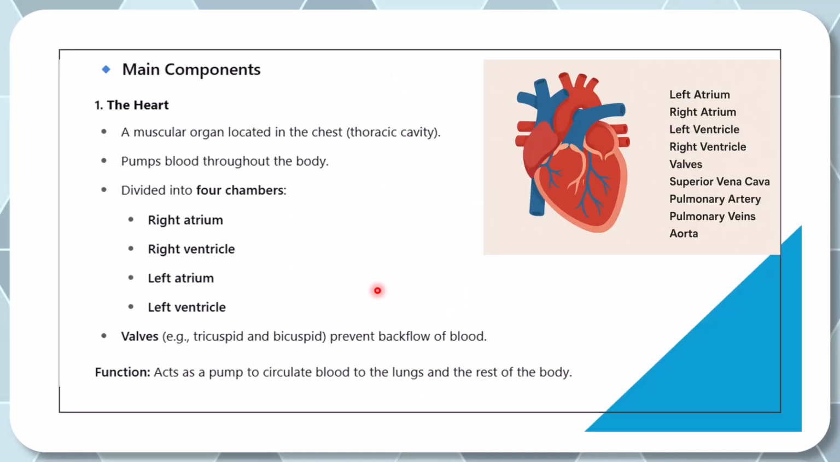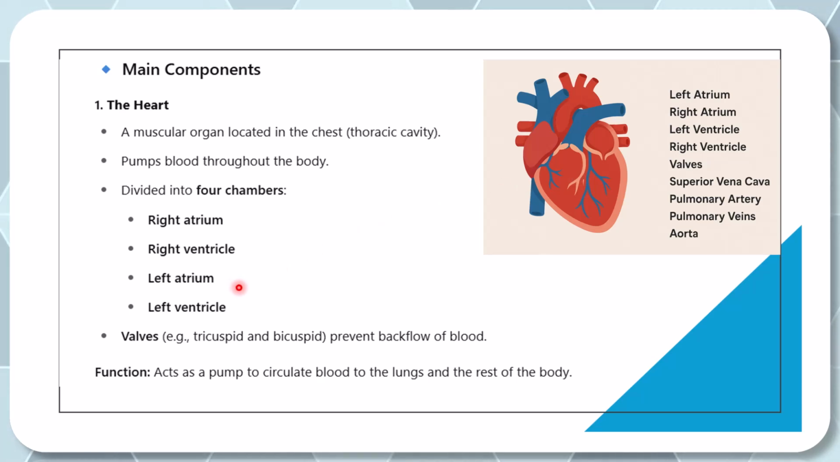Okay, now let's go to the next thing. As I said already, they can ask you to describe the structure of the heart and what it does. It's a muscular organ located in the chest, the thoracic cavity, and its function is to pump blood throughout the body. It has 4 chambers: the right atrium and the right ventricle, which is this side, and then the left atrium and the left ventricle, which are this side. Atria are at the top, ventricles at the bottom.